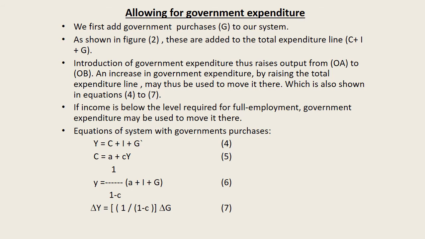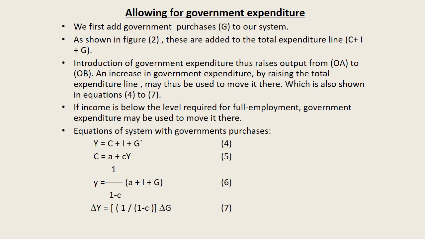The second equation, which is the consumption function, is consumption equals a plus cY. Small c denotes the marginal propensity to consume. Marginal propensity to consume represents an increase in consumption as a result of an increase in income by a specific amount.